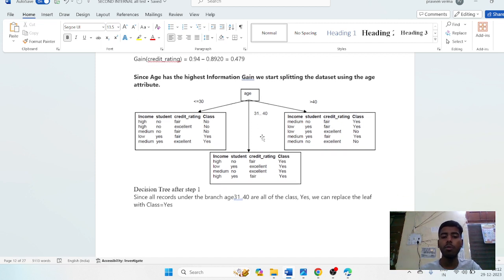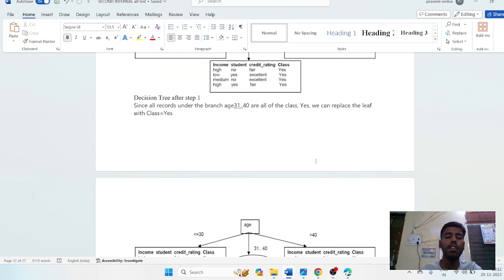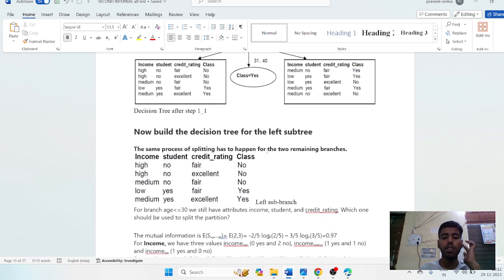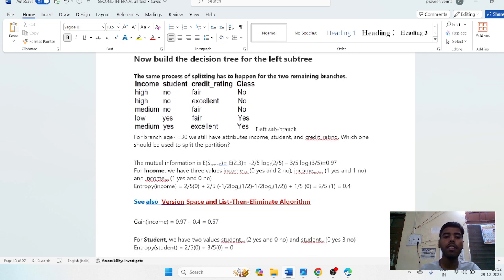Now we consider the three branches assigned to this age attribute. First, the decision tree after step 1. Since all records under the branch age 31 to 40 are of the class yes, we can replace the leaf with class yes. Now build the decision tree for the left subtree. The same process of splitting has to happen for the two remaining branches. For the branch age less than 30, we still have attributes income, student, and credit rating. Which one should be used to split the partition?